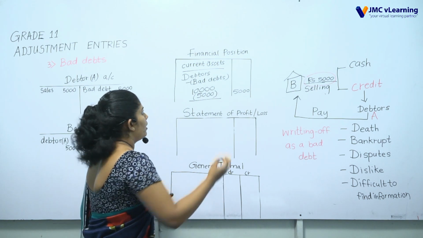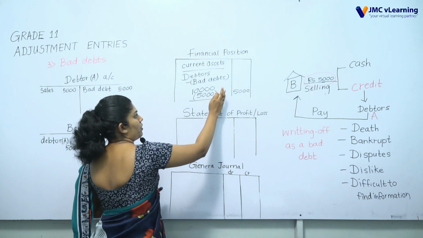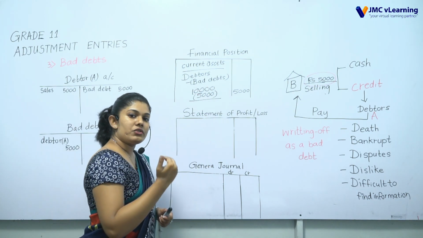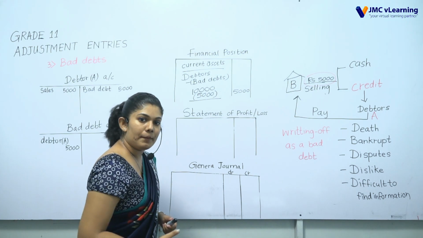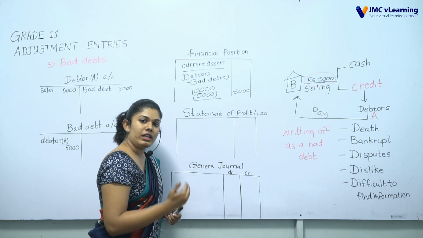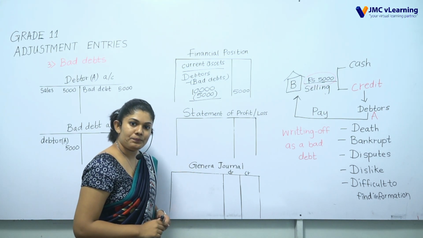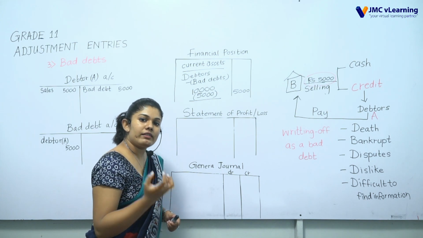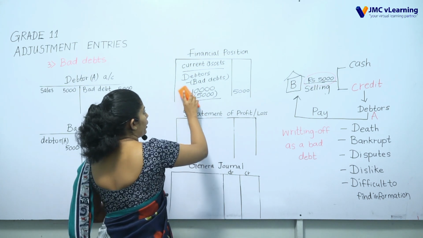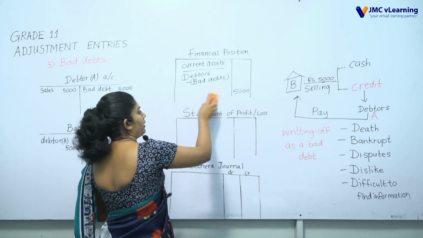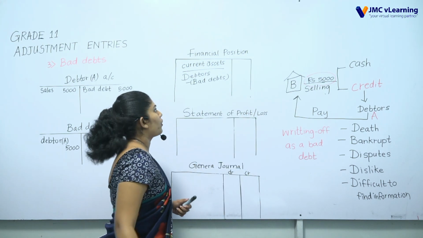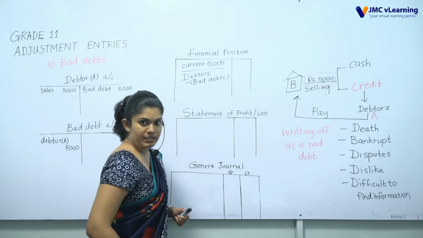Why? When we had 10,000 debtors at the beginning, when it comes to the year end, 5,000 of debtors are not there. If we showed 10,000 debtors here, our statement will be false. Actually, we have 5,000 debtors because Mr. A was dead. Therefore, you have to deduct this bad debts amount from your actual debtors.